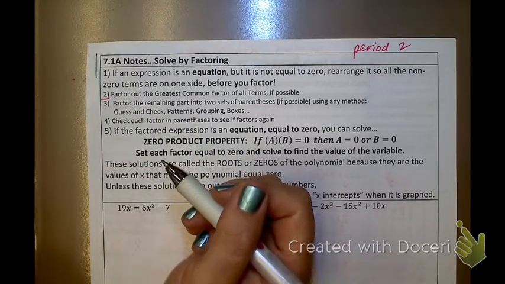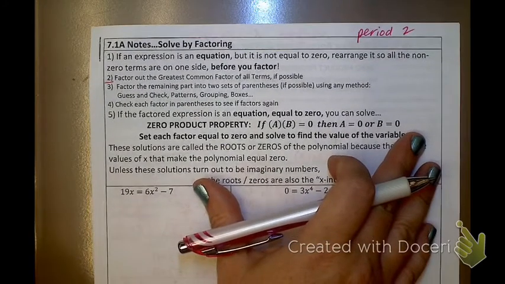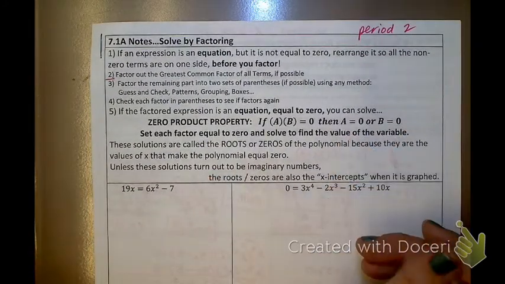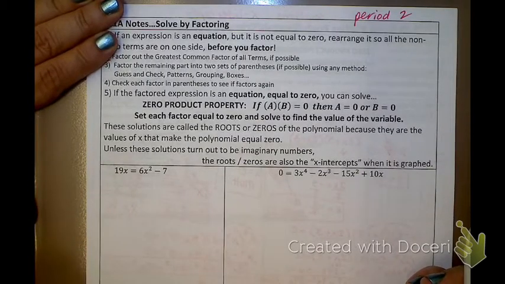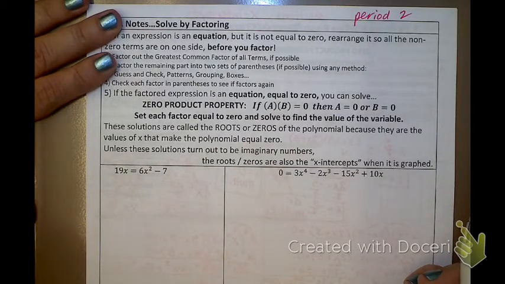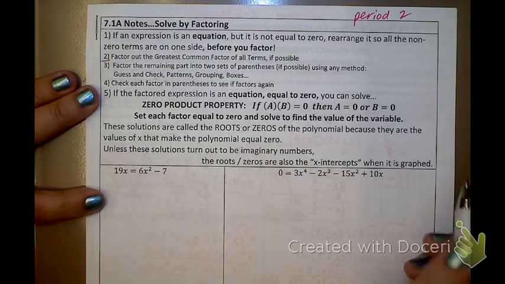The main difference between this section and the previous chapters, we're going to now see equal signs. So what we need to do is we need to get our equations into standard form before we factor them, and then we're going to add one more step onto the end.